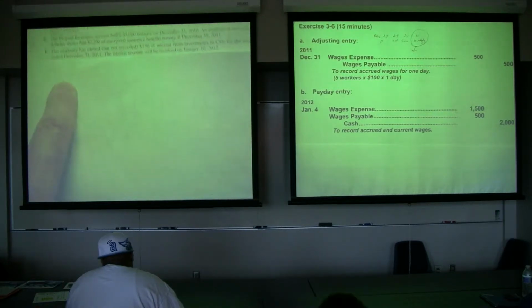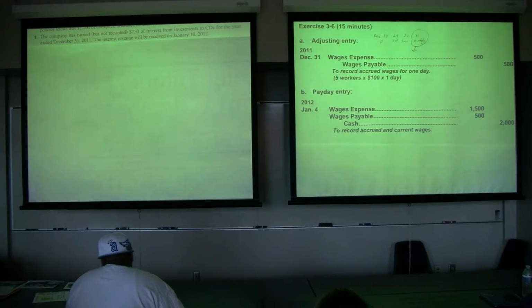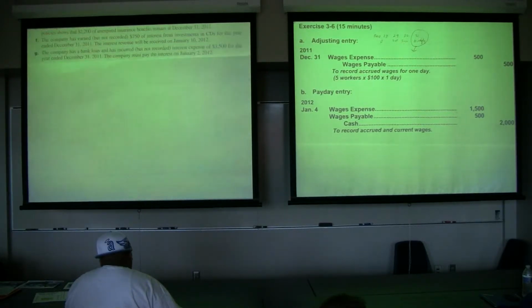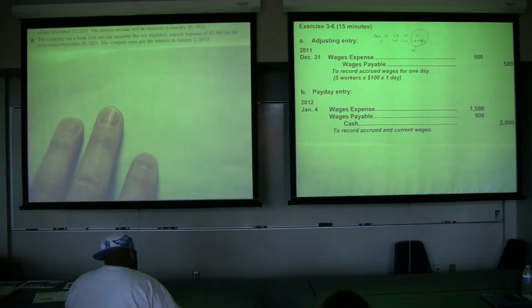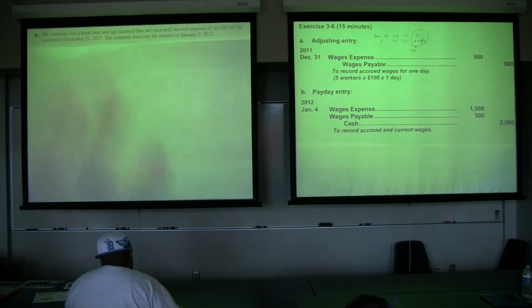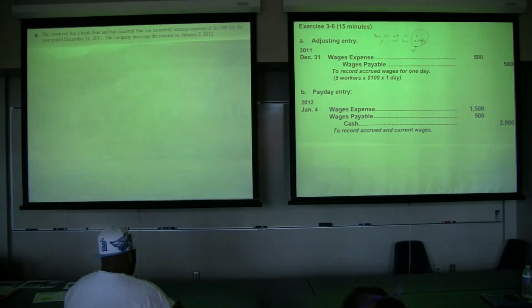Well, man, they don't have the faith in you that I do. This is too simple a one, but it'll do the trick, but it's the only one I could find. The company's earned but not recorded $750 of interest from investments in CDs for the year ended December 31st. Oh, is that revenue? Oh, no, I want G. Never mind. Well, hey, it'll work the same way, but in the opposite direction. So the company has a bank loan and has incurred but not recorded interest expense of $3,500 for the year ended December 31st. The company must pay the interest in January, okay? So this is the amount of interest they accrue.